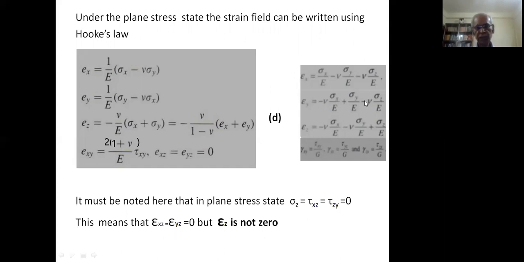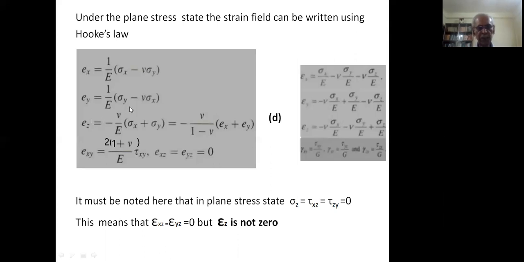I have shown Hooke's law here for 3D, and on the left-hand side, I have shown Hooke's law when we apply the plane stress state, that means where sigma z, tau xz, tau yz are 0. So if you do that, the first line becomes epsilon x equal to 1 by E (sigma x minus mu sigma y), because there is no sigma z.